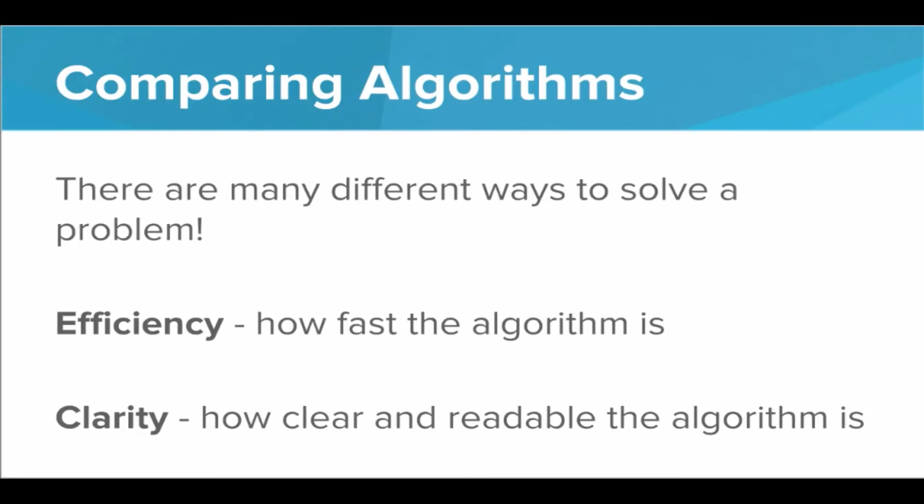Now, it's important to be able to compare two algorithms against each other. There are many different ways to solve the same problem. So if two algorithms both solve the same problem, there are certain things we can look at to say which algorithm is better. One is efficiency. Efficiency is how fast the algorithm is. The other is clarity, how clear and readable the algorithm is.